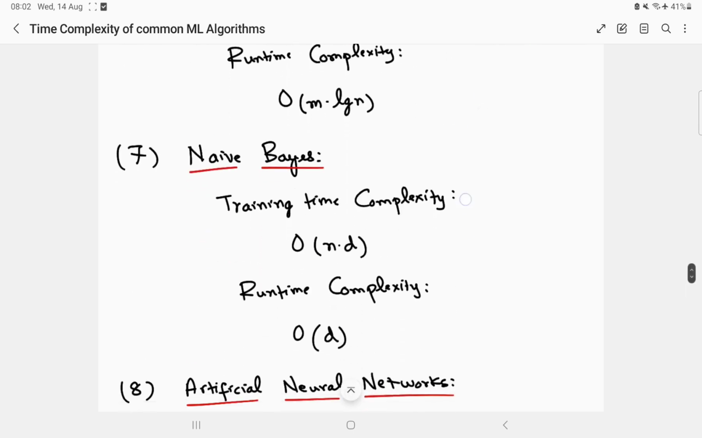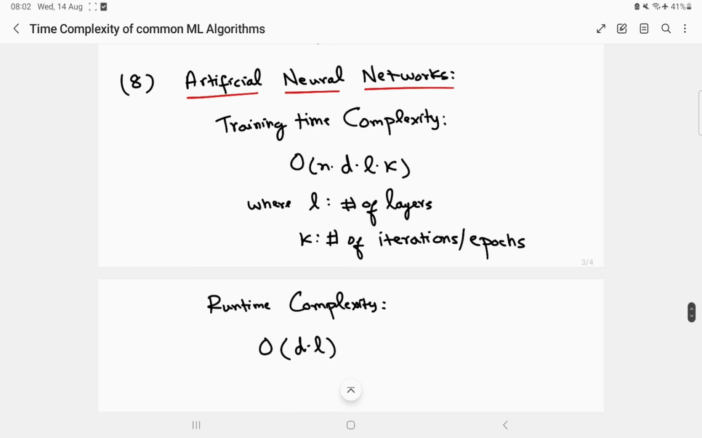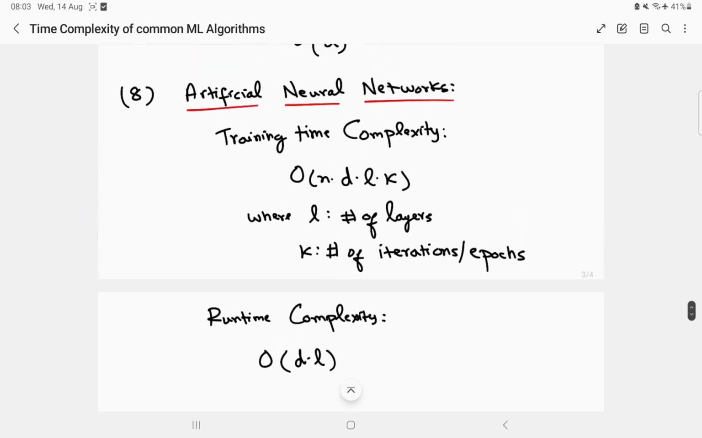Let's talk about the last one, that is artificial neural networks. For artificial neural networks, the training time complexity is given as big O of n times d times L times K, where L is the number of layers in your artificial neural net and K is the number of iterations or epochs for which you want to train your neural network. Backpropagation scales with the number of samples, features, layers and iterations, and therefore you have n times d times L times K. For the runtime complexity, the prediction involves a simple forward propagation through the network, and this will essentially depend on the number of layers and the input size, and therefore the runtime complexity would be big O of d times L for an artificial neural network.